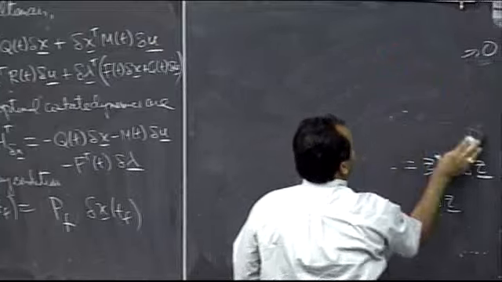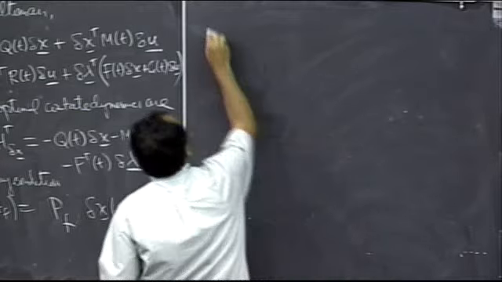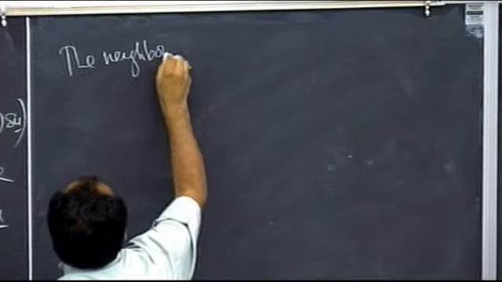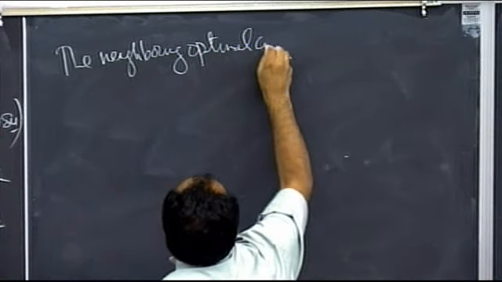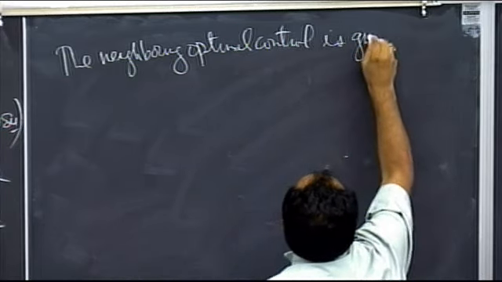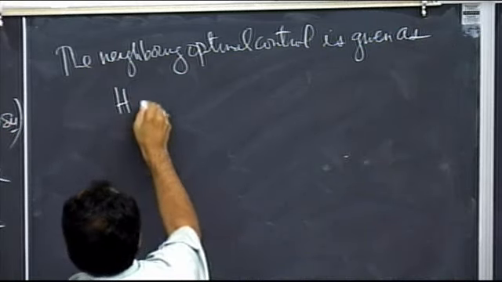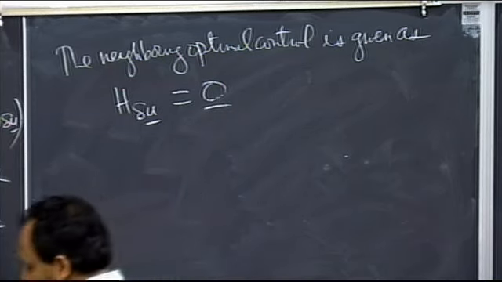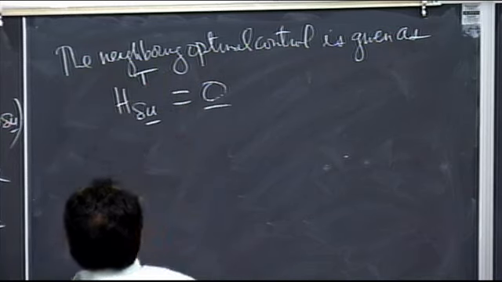So we know that the optimal control, or be careful, the neighboring optimal control, is given as H delta U has to equal 0, right? So let's figure that out. And just to make life easy, let's put a transpose on it because it doesn't change anything.